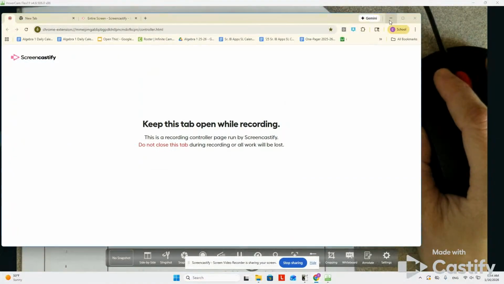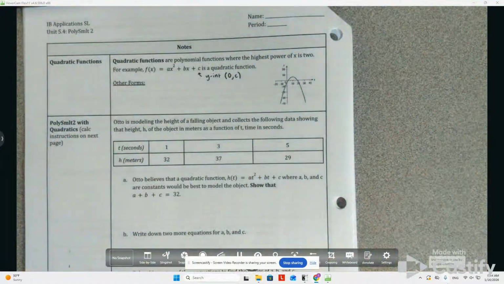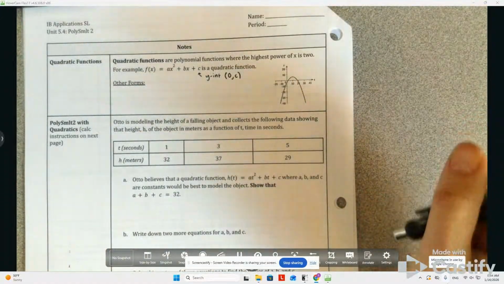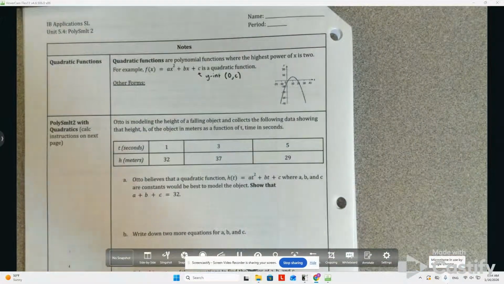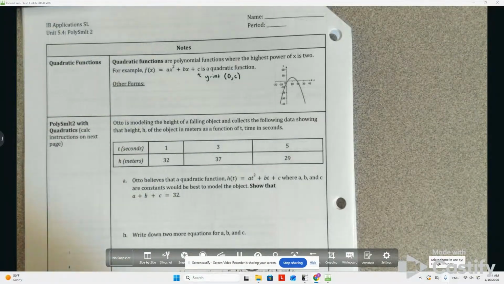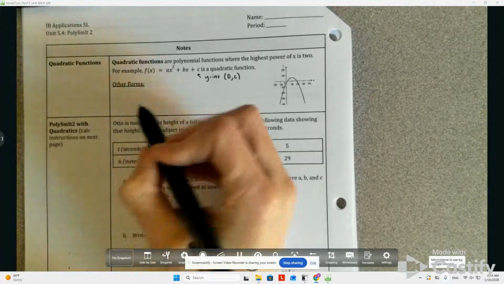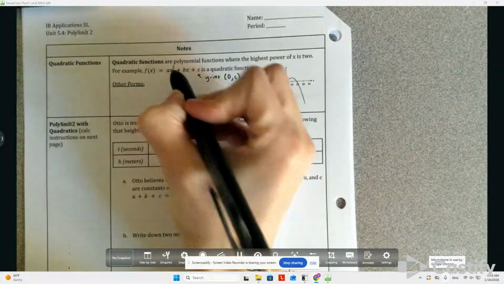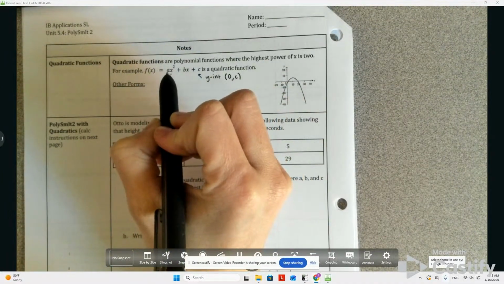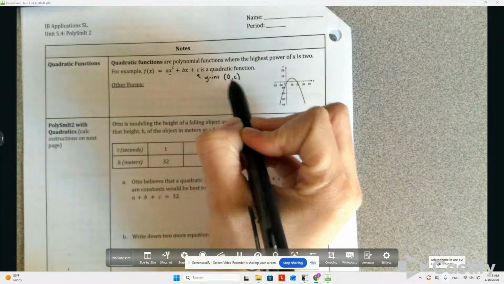All right. So we are going to take some notes today on quadratics and also on systems of equations and how to solve them using our calculator apps. So to start, quadratic functions are polynomials where the highest power of x is 2. That means there's an x squared term.